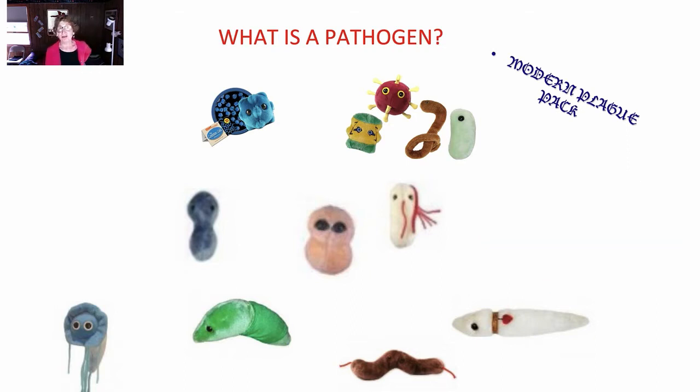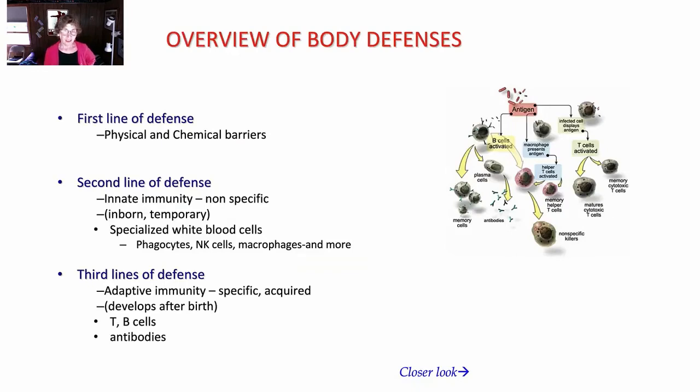So these are three different categories of pathogens: viruses, bacteria, and parasitic worms. Ugh. Let's look at what our body does in response to being exposed to these pathogens. What is that immune response that's being generated?